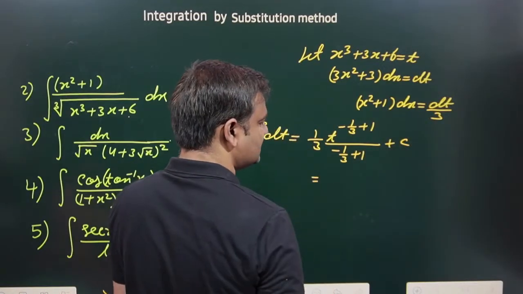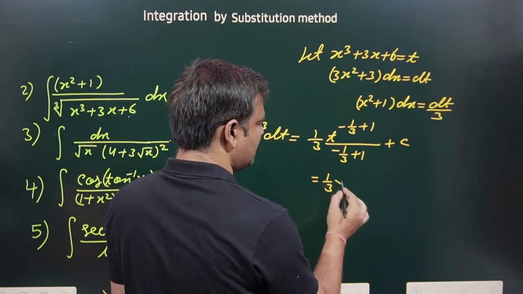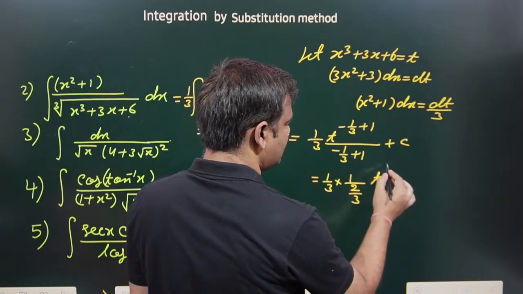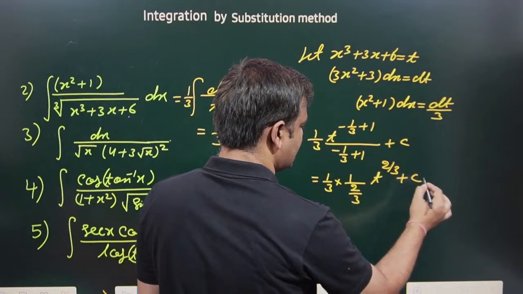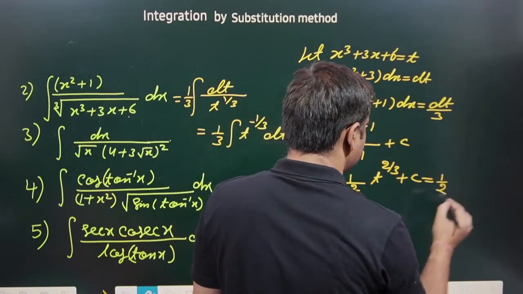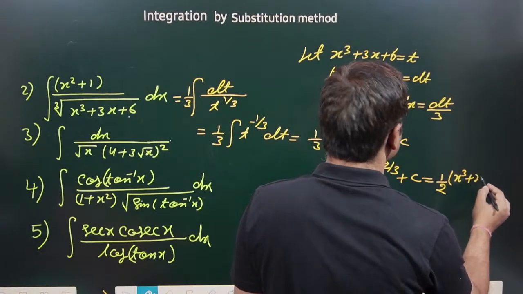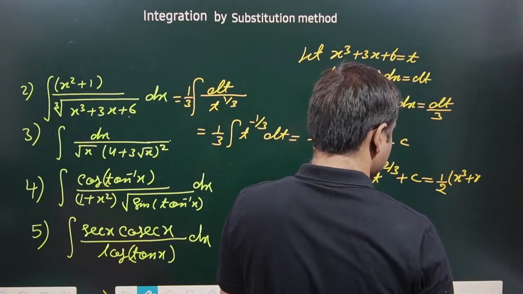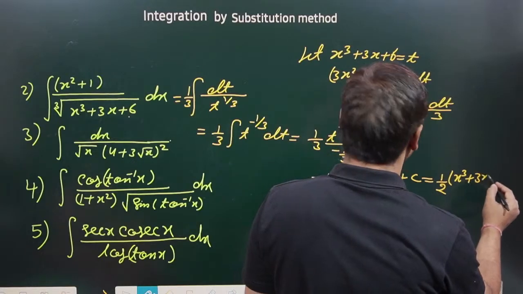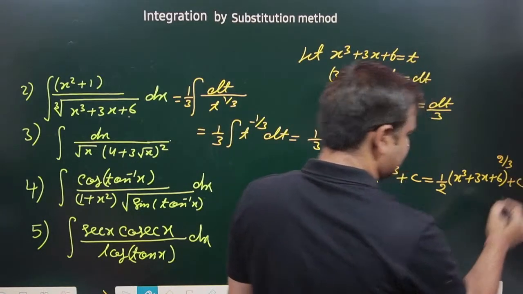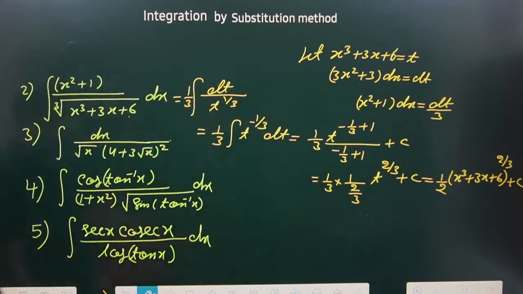So that value is how much? 1 by 3 into 3 by 2 into t to power 2 by 3 plus c. So 1 by 2 into t, basically how much? x cube plus 3x plus 6 to whole power 2 by 3 plus c is the right answer. Okay, that is question number 2.